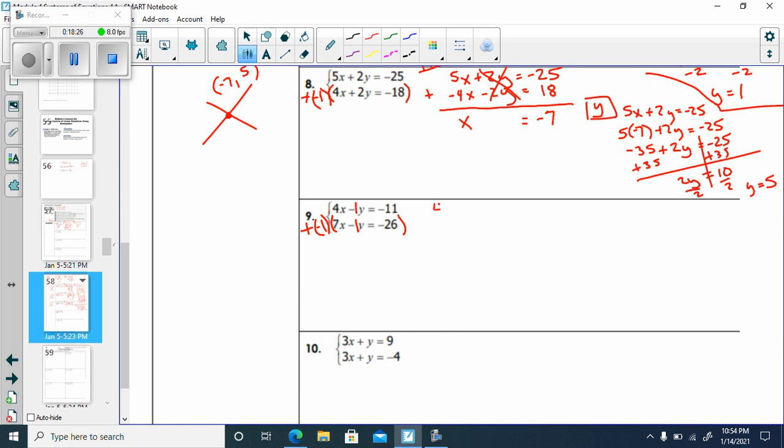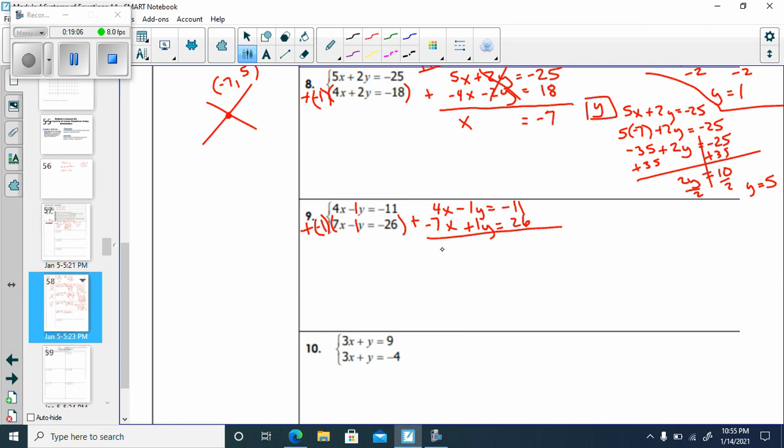This would give me 4x minus 1y equals -11. Multiply -1 times this, I get -7x. So remember, we're adding these. -7x. -1 times -1 is a +1y. -1 times -26 is a +26. Okay? See how all we did is change each one of the signs in front of those? And we're always adding these when we are doing elimination, so adding the equations.